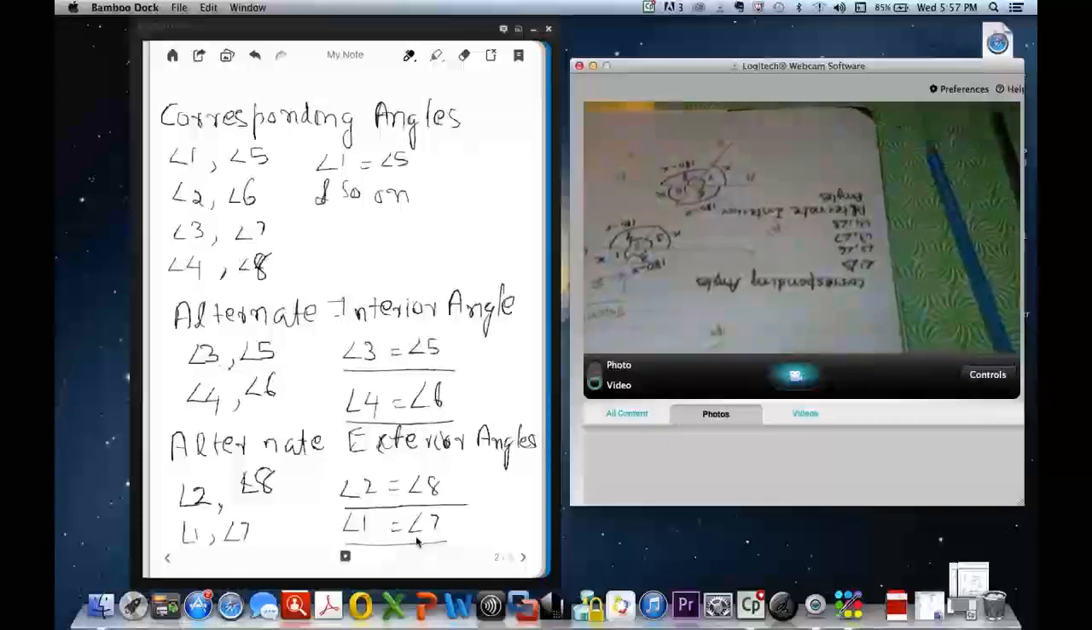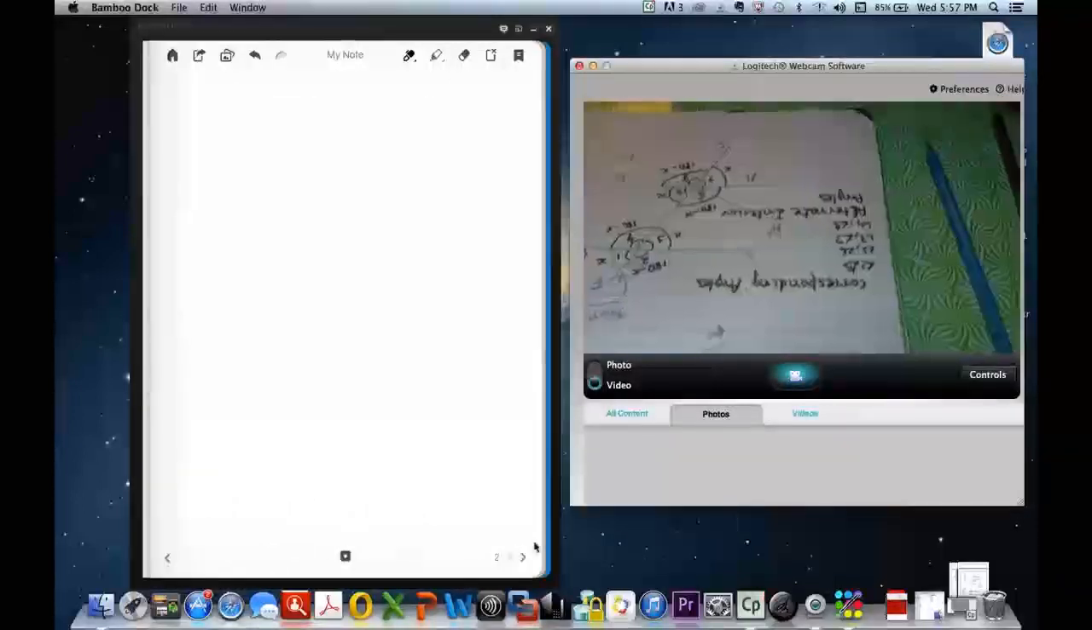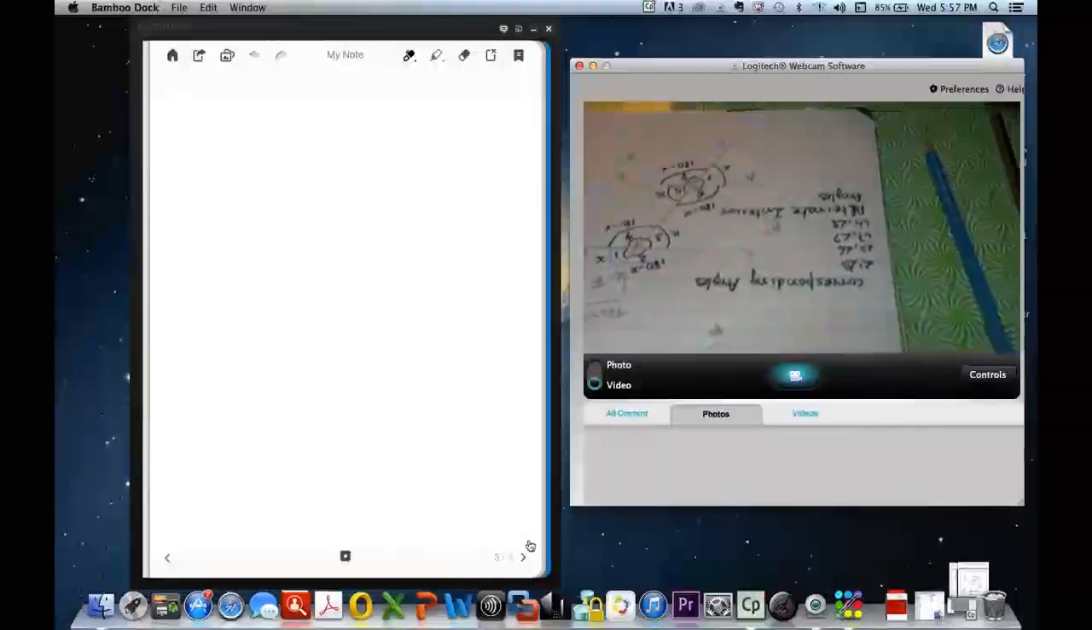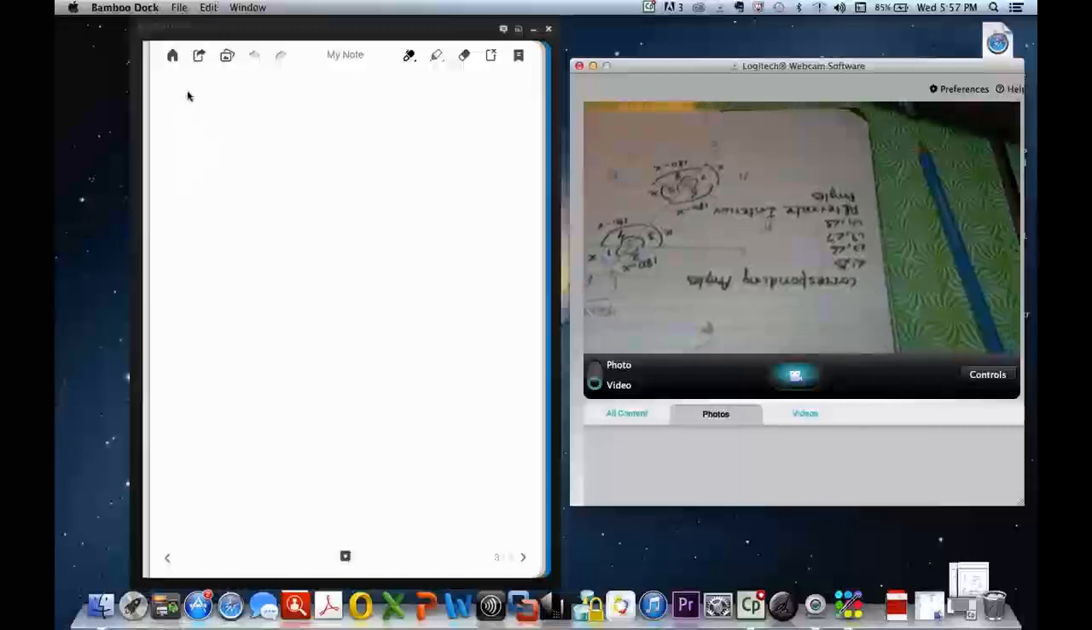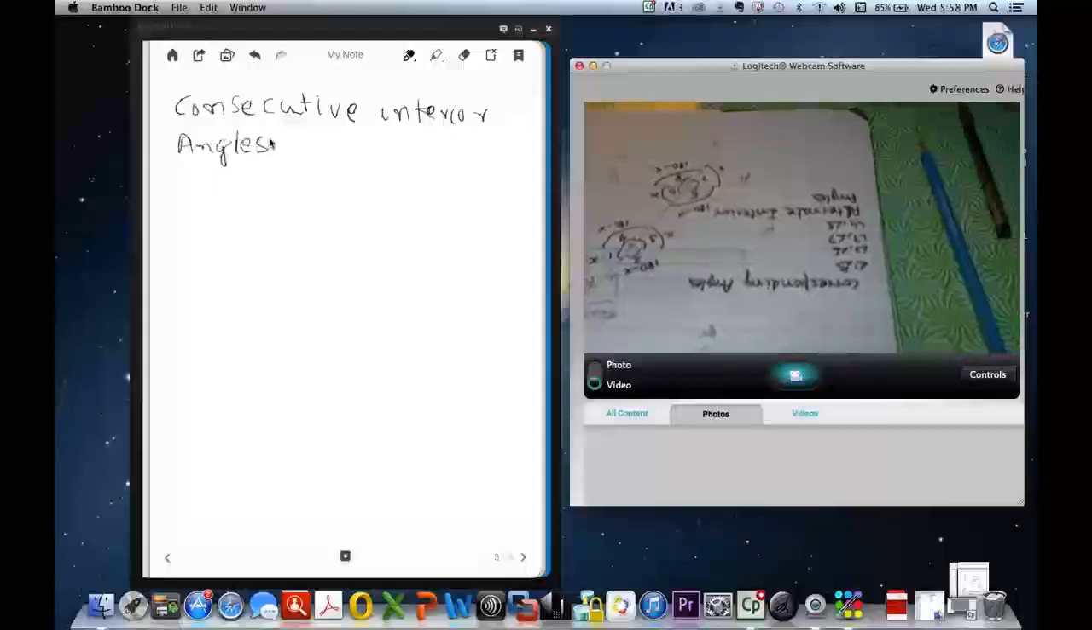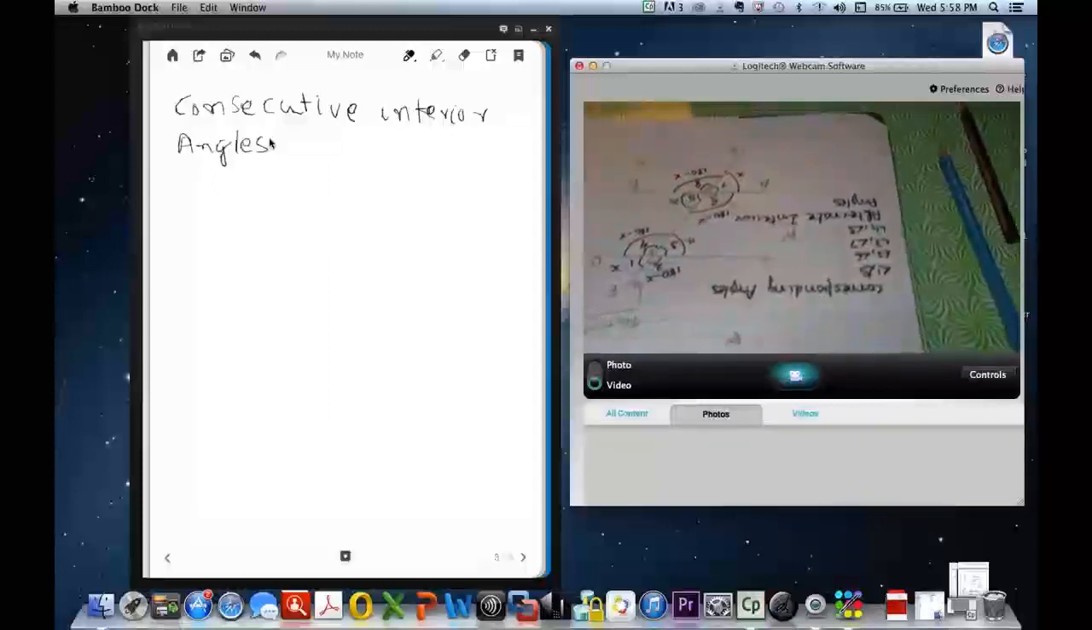Now there is one more concept we need to think about, and that is the consecutive interior angles. Consecutive interior angles. So what about consecutive interior angles? Let us look at that.